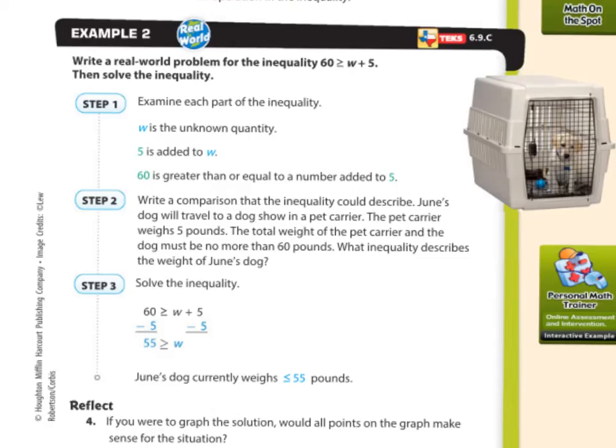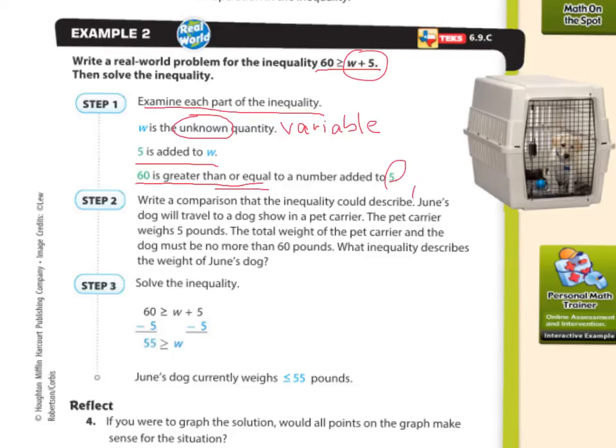Let's just read this real-world problem. They're asking us to come up with one and solve it. Let's just read it. 60 is greater than or equal to w plus 5. Okay, so it says examine each part of the inequality. W is the unknown. Remember your variables, they might be one number in one problem and something else in another problem. And then it says 5 is added to w, whatever w is. And then it says 60 is greater than or equal to a number added to 5. Write a comparison that the inequality could describe.